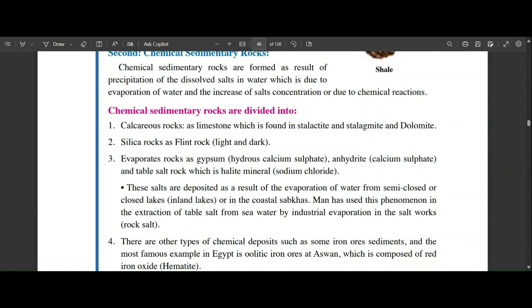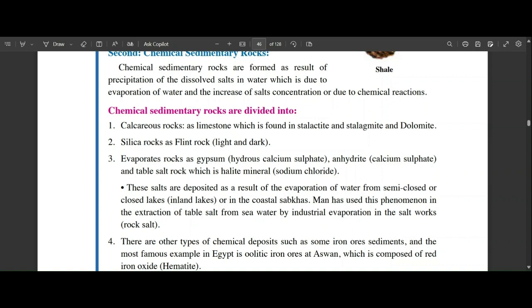2. Silica rocks, such as flint rocks. 3. Evaporite rocks, such as gypsum, hydrous calcium sulfate, anhydrite, calcium sulfate, and table salt rock, which is halite, mineral sodium chloride.